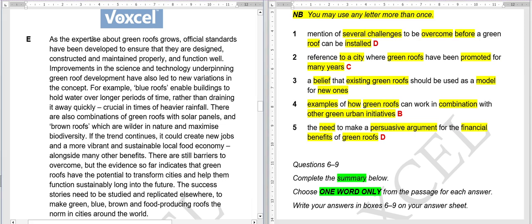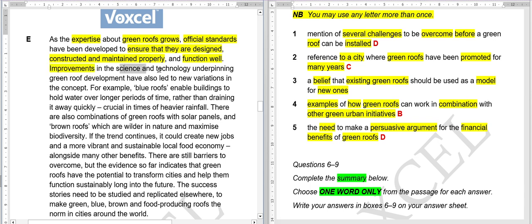As the expertise about green roofs grows, official standards have been developed to ensure that they are designed, constructed, and maintained properly and function well. So, as our knowledge about green roofs grows, we are also developing official standards so that we can ensure that they are designed, constructed, and maintained properly and they function well.